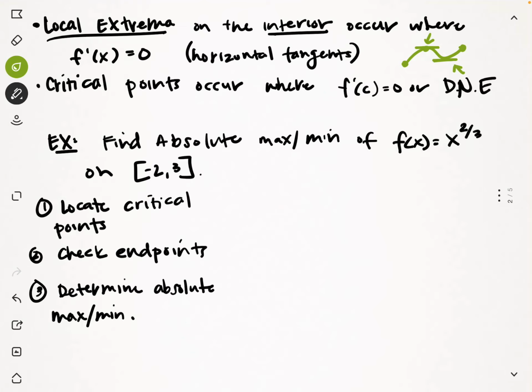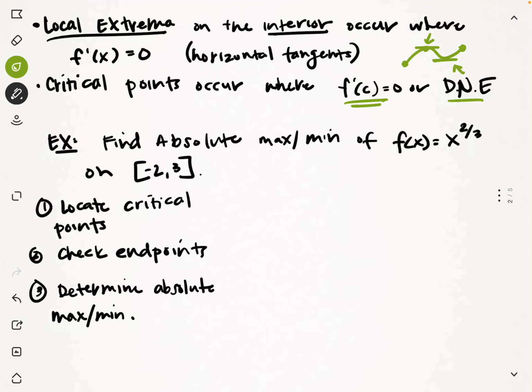So critical points occur where our derivative is equal to 0, or where our derivative does not exist. We're going to check all those things when we're looking for local extrema. So let's go ahead and jump into this one. It says find the absolute max and min of f of x equals x to the 2/3, and they're giving us the interval [-2, 3].